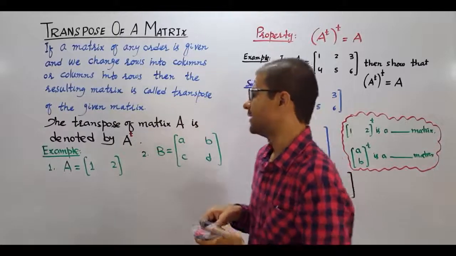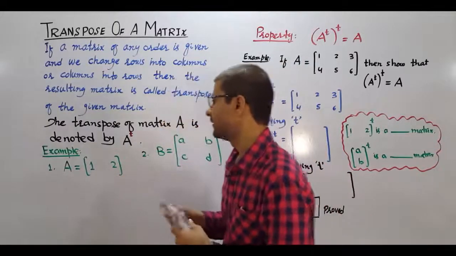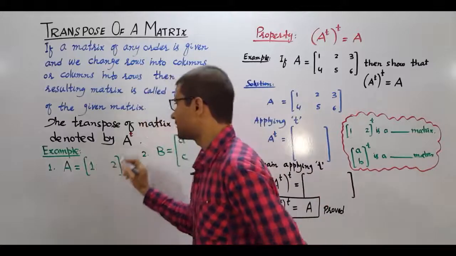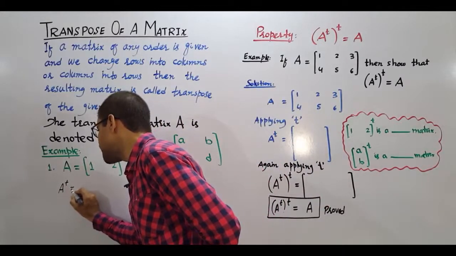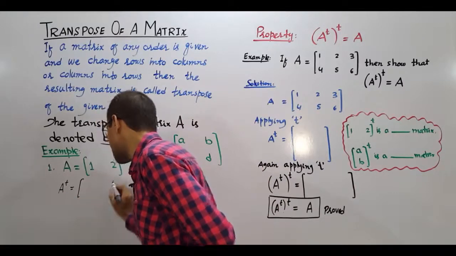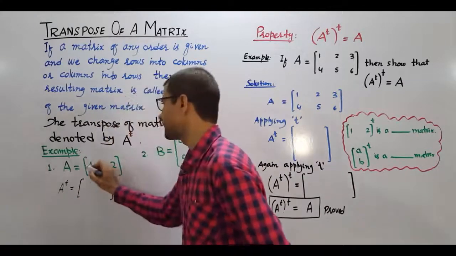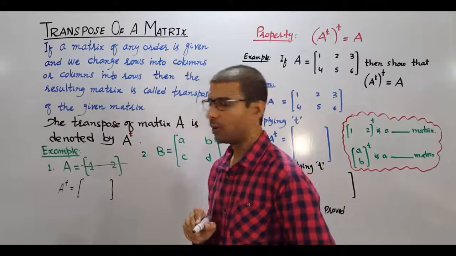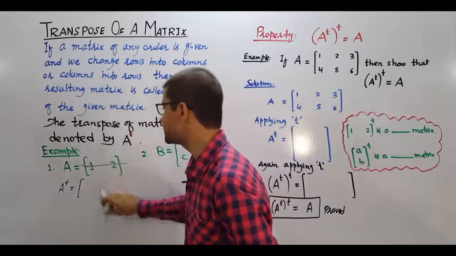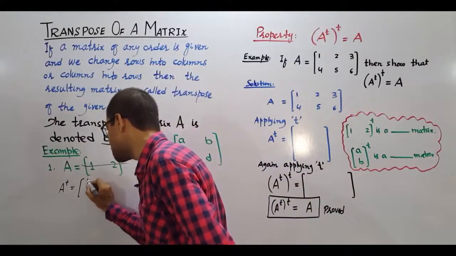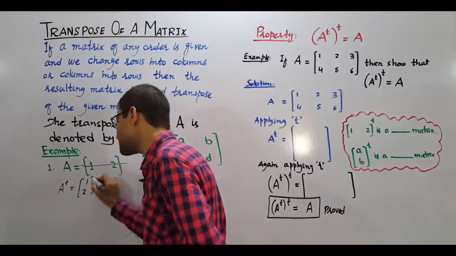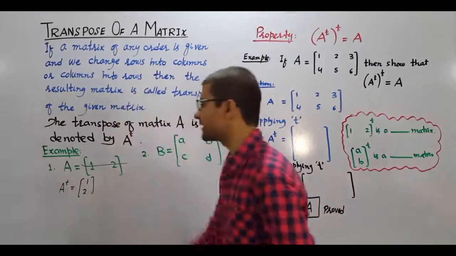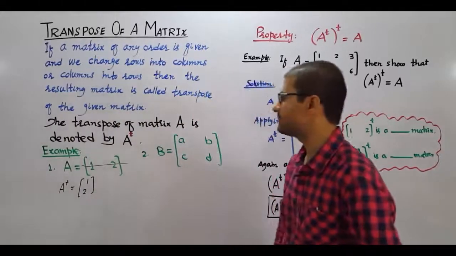For example, if we have matrix A, for transpose, what do we have to do? We just change rows into columns. It contains one row, 1 2, so if we change this row into a column, then this is the transpose of the given matrix.